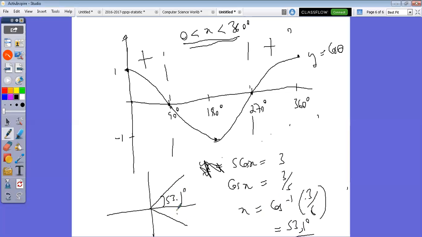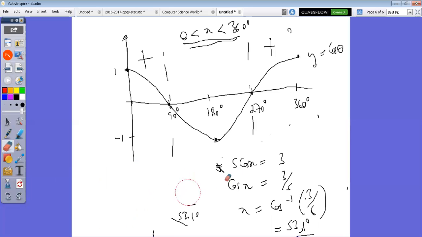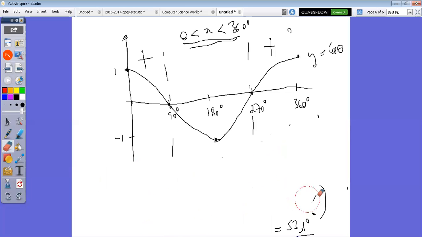Or, which is all the way from that, 360 minus, what do you get? So it's 53.1 degrees, or what's 360 minus 53.1? 306.9 degrees. Clear? Yes. Now let's have another example where we deal with a negative.